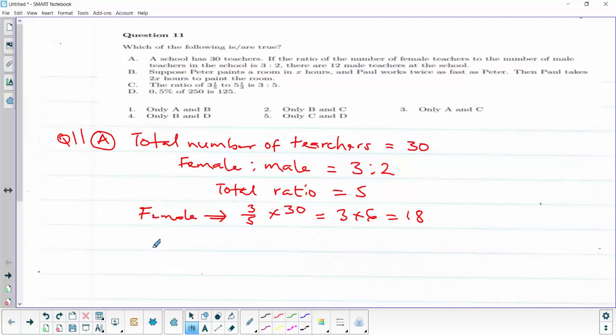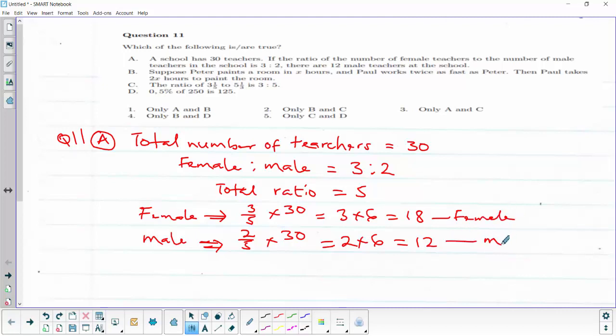Now let us consider male. Male is ratio 2, which is going to be 2/5 multiplied by 30. The 5 goes into 30 six times. We have 2 multiplied by 6, which is equal to 12. So this is for female, and this is for male.